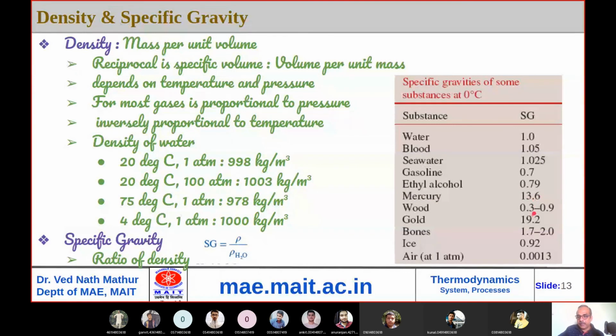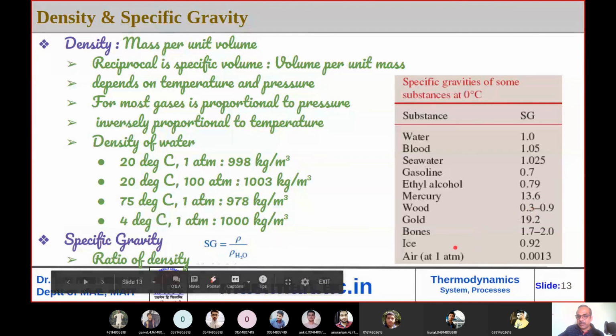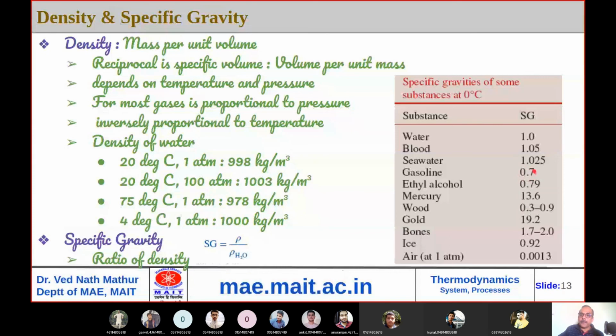And then there are certain liquids whose density is less than the density of water. If you visit a petrol pump, the meter displays the amount you have to pay, and it also displays the specific gravity of the fuel on that particular day. So this is density divided by density of water. So 0.7 density means it's 30% lighter than water.